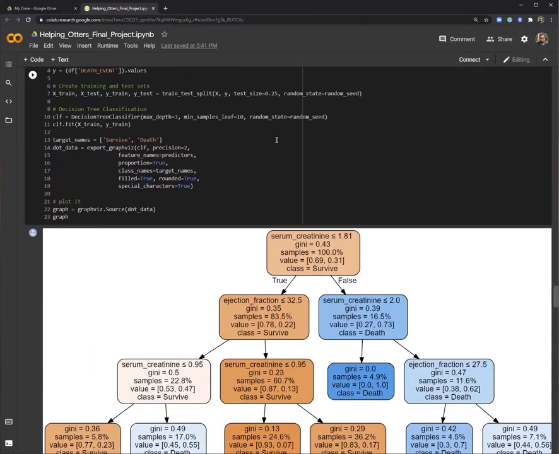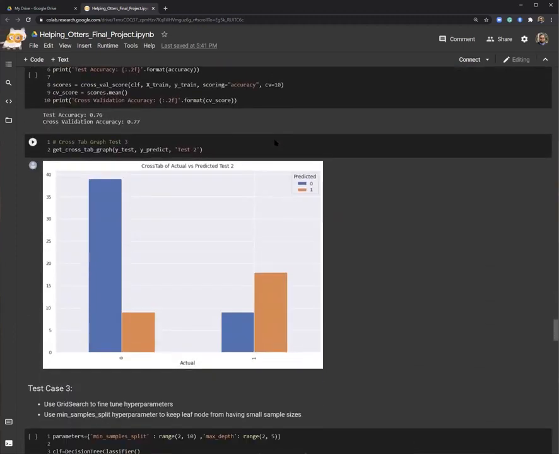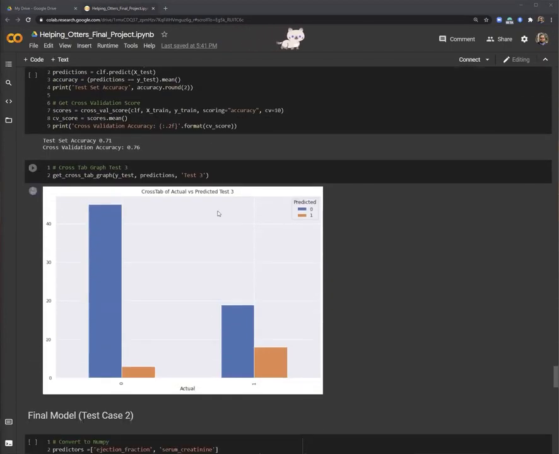Looking at the crosstab graph, we can see that our accuracy has improved compared to our first test model. On the third test case, once we knew which features to use in our model, we decided to use a grid search in order to fine-tune our hyperparameters. This came back saying that a max depth of 2 and a minimum sample split of 2 were the best hyperparameters. Looking at the crosstab graph, however, it is clear that this model gives a high number of false negatives and is not providing higher accuracy than our previous test model.